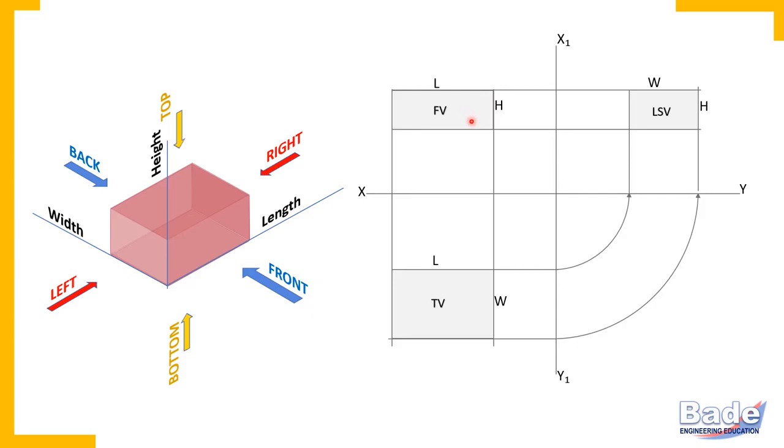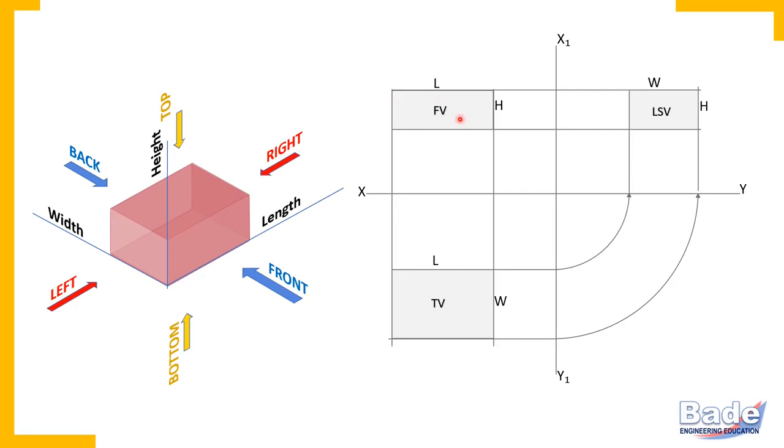But in orthographic views, since these are two-dimensional views, you cannot indicate all 6 sides in one single view. Try to understand what I am telling you. This front surface appears here in the front view. Where is the back surface? It is overlapping on the front surface. So in the front view, front and back overlap. Front surface and back surface cannot be separated in the front view.